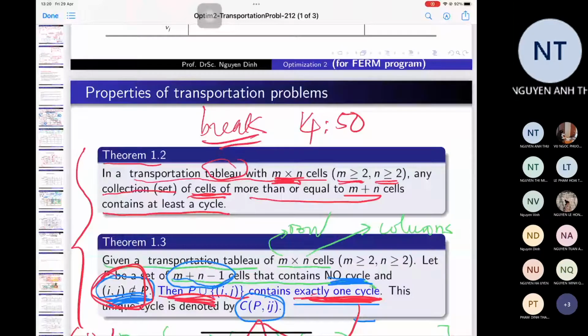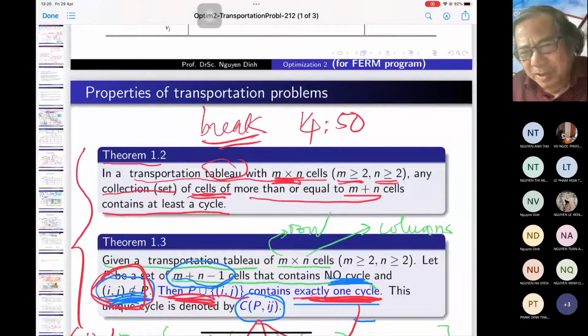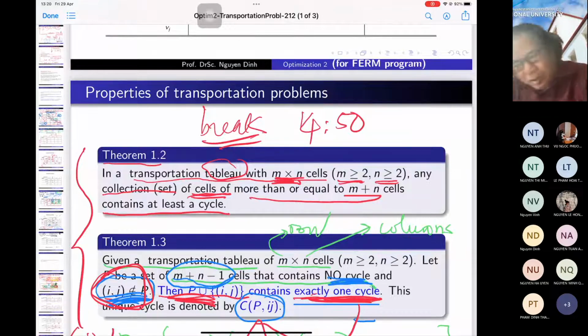Because in 1 week I don't think that we can finish the 3 topics. So 2 topics, 1 and 2, and topic 3 the week after next week. Okay. So now we continue.